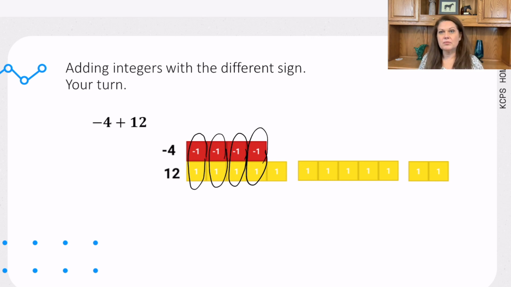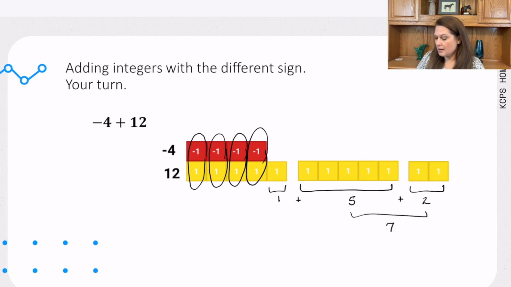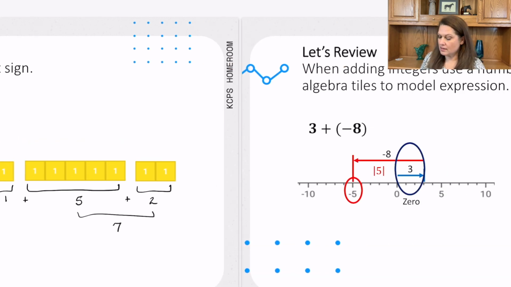Remember, I like to group things in 5 so they're easy to count. Here's 5 here, here's 2 here, and here's 1. So I know 1 tile plus 5 tiles plus 2 tiles. Well, this is 7 plus 1 more. I know that's 8. So negative 4 plus 12 is going to be positive 8. Notice my leftover tiles are positive, so I don't even have to worry about my sign.